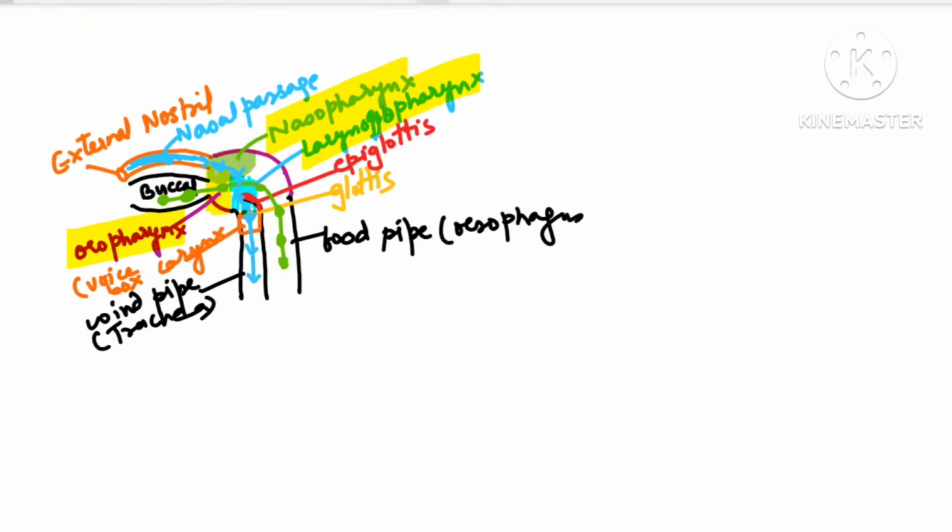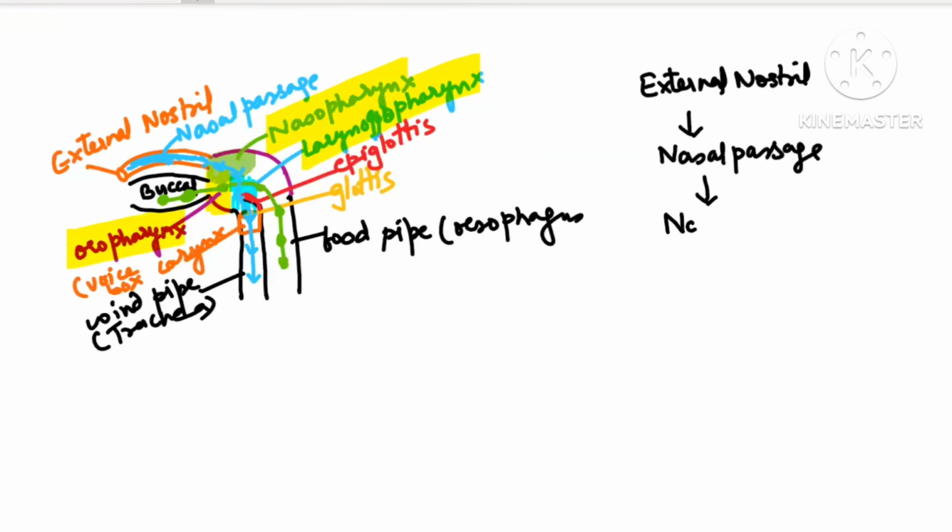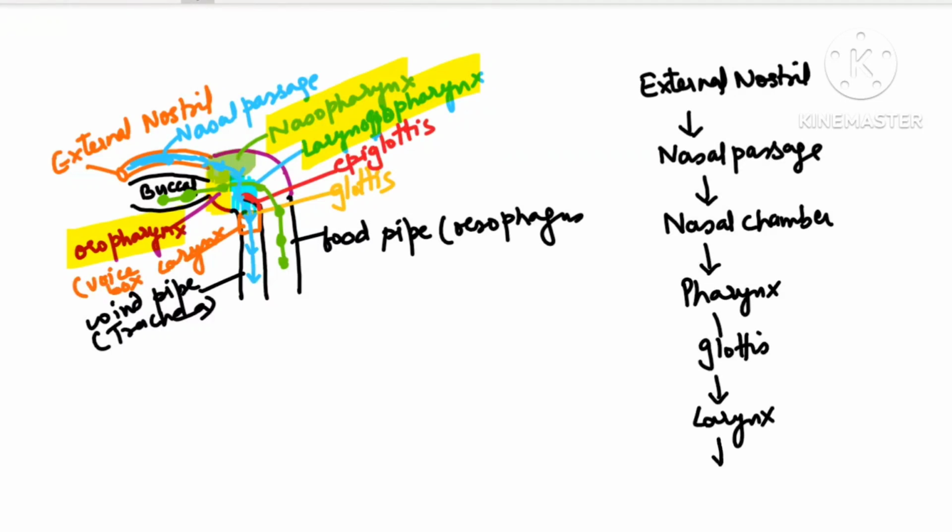This much sequence you have understood. Up till here, you have studied the sequence from external nostril. The air will come into the nasal passage, and from nasal passage, it will come into the nasal chamber. From nasal chamber, it will come into the pharynx area, and from pharynx area, through glottis, it will enter through larynx into trachea. This much I tried to explain to you.